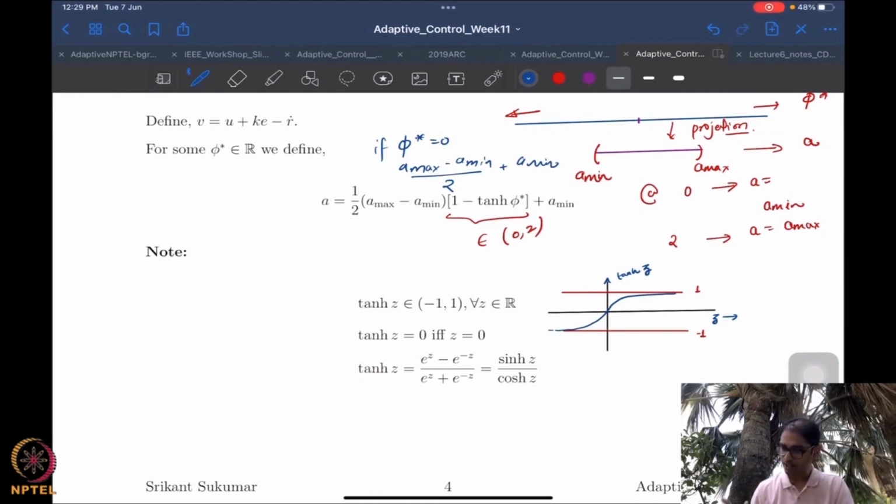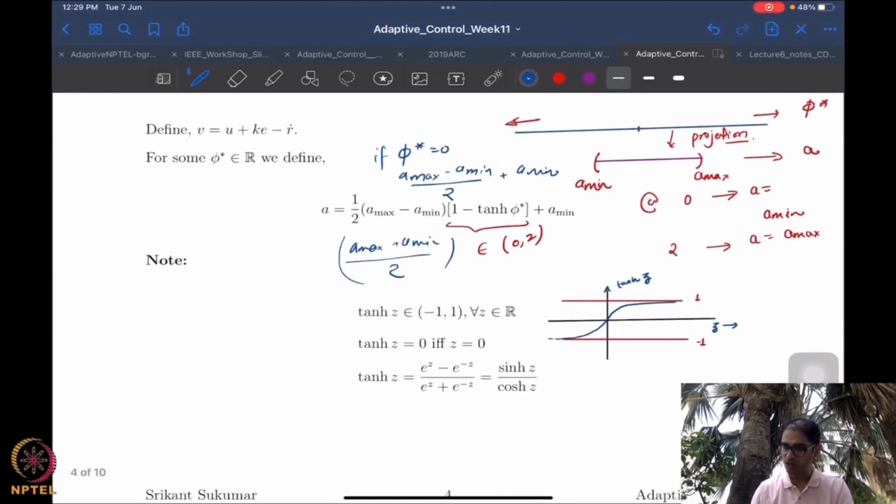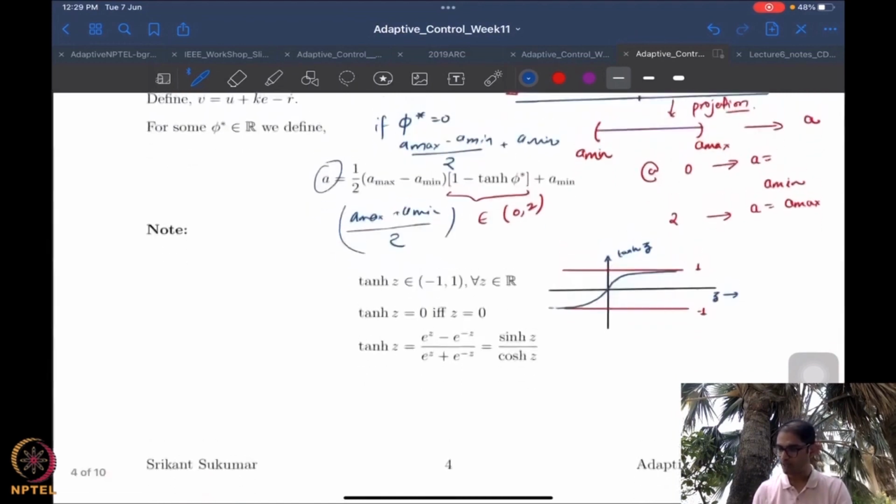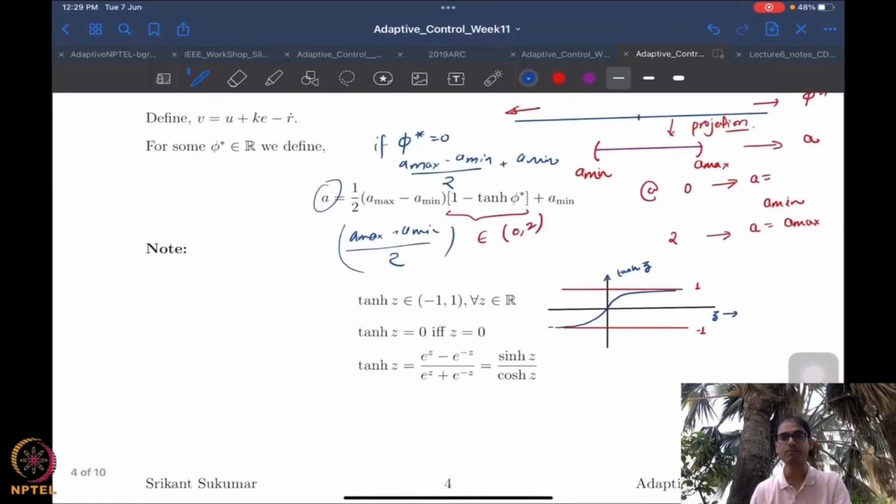All right, so this is going to be some value, right? This is going to be a max plus a min over 2. And this may not necessarily be the right value of a. So phi star equal to 0 is obviously not the true value. Phi star has some true value which we don't know. What we are doing essentially is that we are moving the unknown from a being a to being phi star. And this is what helps us, and we can do this because of course, the tan hyperbolic function which is available to us.